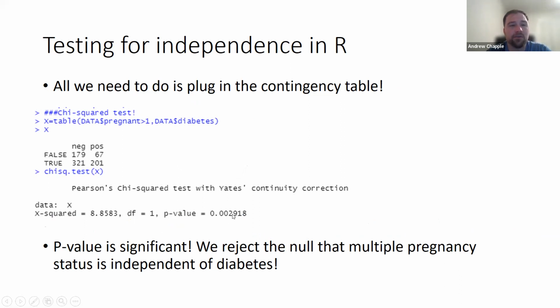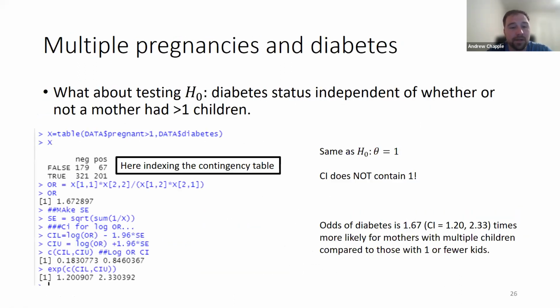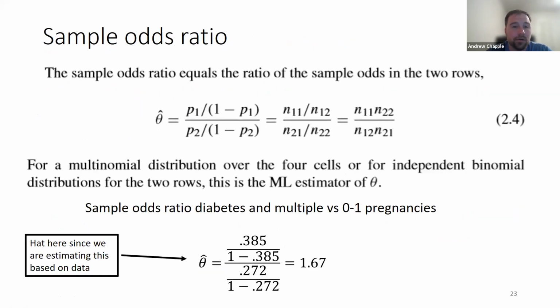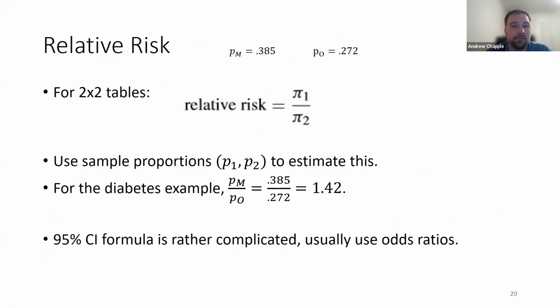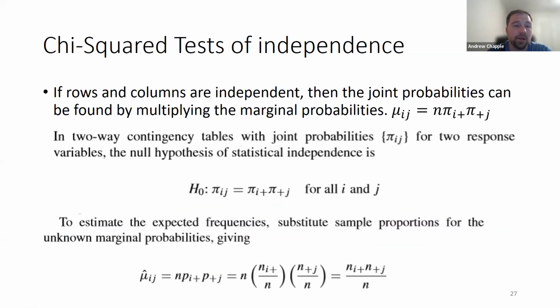My p-value is very, very small, which means I reject the null that my pregnancy history and diabetes status are independent. So there is some dependency there. And you can see before that the dependency is, if you have multiple pregnancies, you have a higher risk of having diabetes than just 0 or 1.